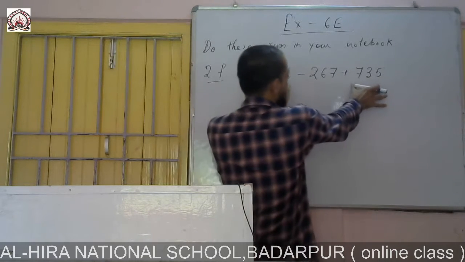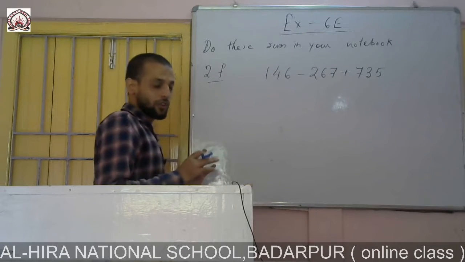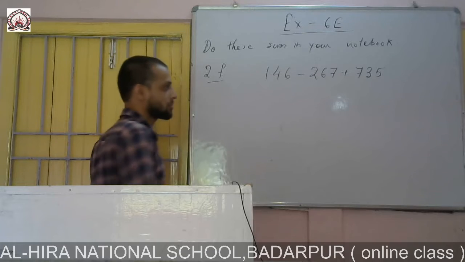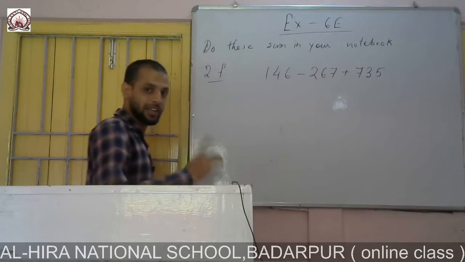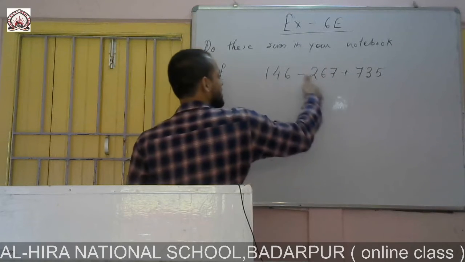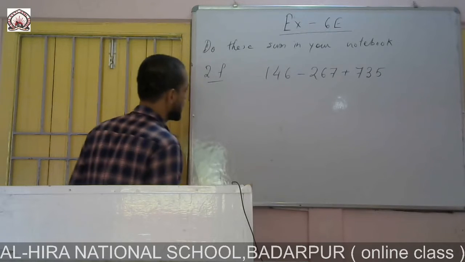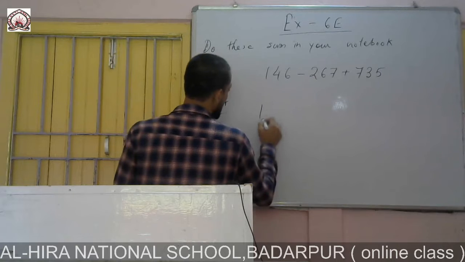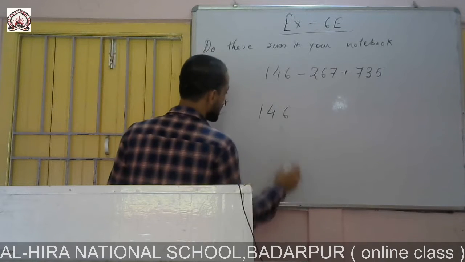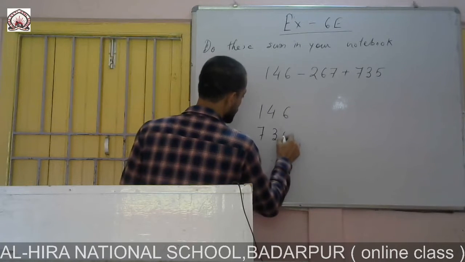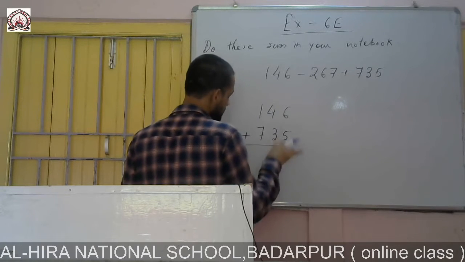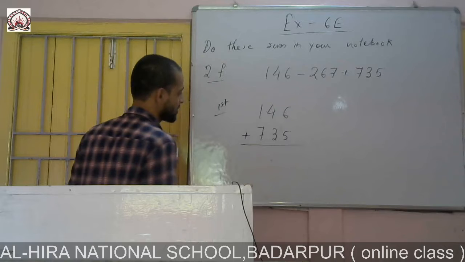So these two numbers we have to add at first, and from the result of these two numbers we have to subtract 267. Before 267 a minus sign is given here, so at last we have to subtract this number from the result. So first of all we are going to write, suppose this is the first part, 146, 735. So we have to add these two numbers. After getting the result we have to subtract 267.